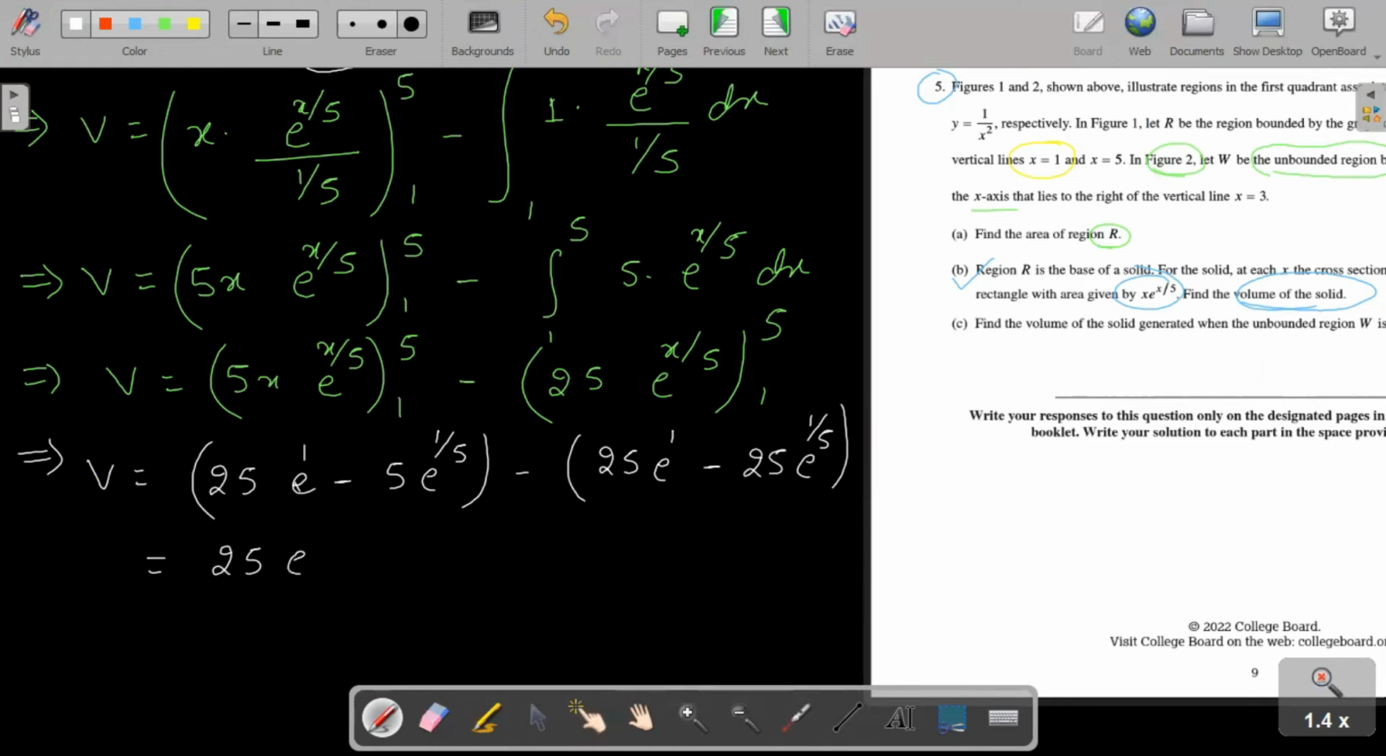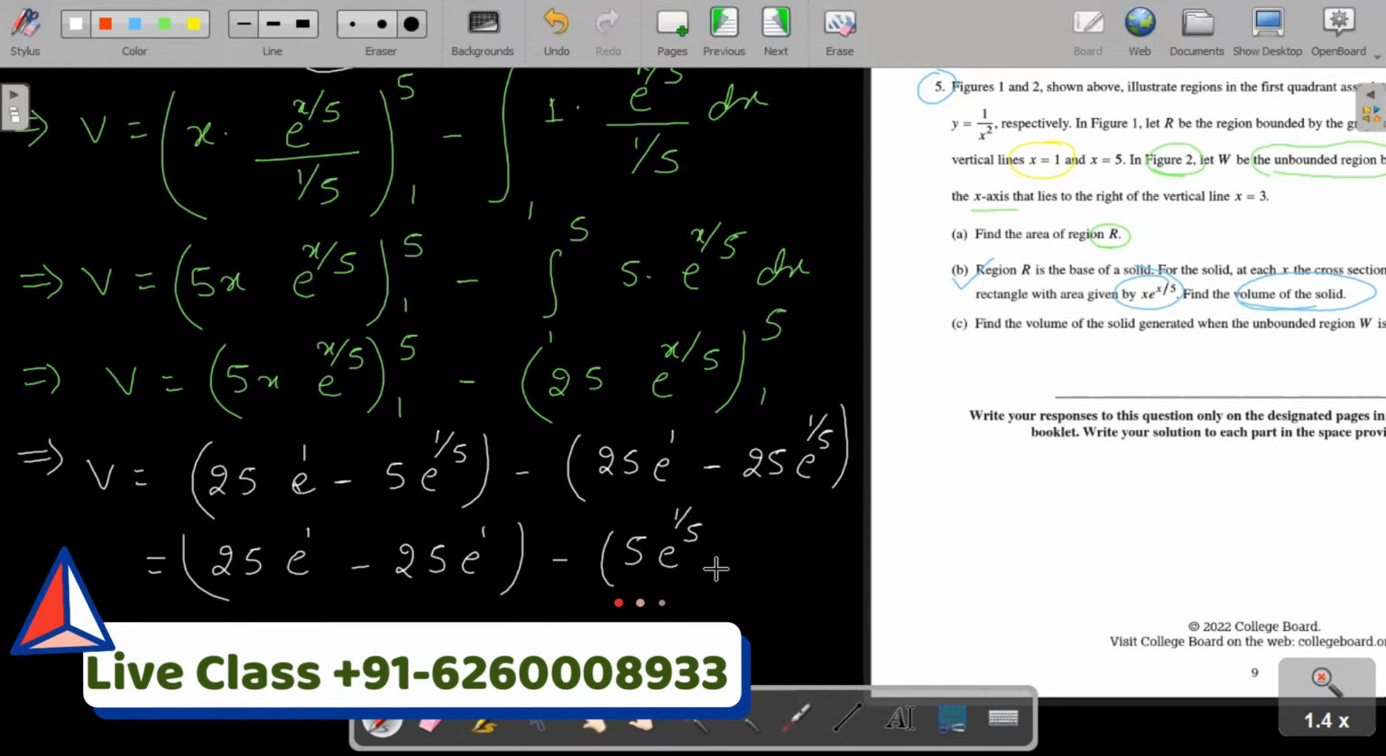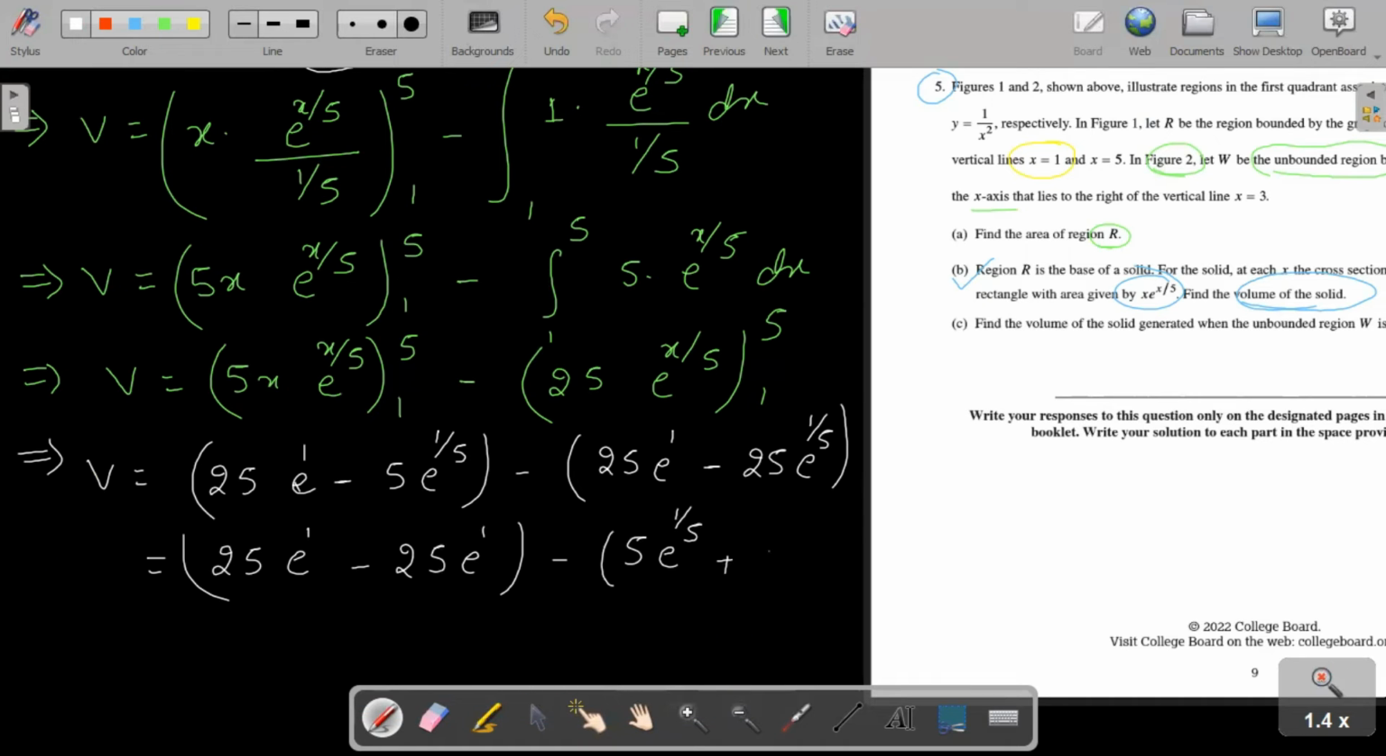So when we collect this, 25 e raised to power 1 minus 25 e raised to power 1 minus 5 e raised to power 1 by 5, and this will be plus 25 e raised to power 1 by 5. No, sorry. When we take minus common, this will be again a minus because there is a minus here. So this will be cancelled out, this will be 0, and we will get 5 minus 25 is minus 20, and it's again minus, so that's plus 20 e raised to power 1 by 5. This is the answer of the second part.